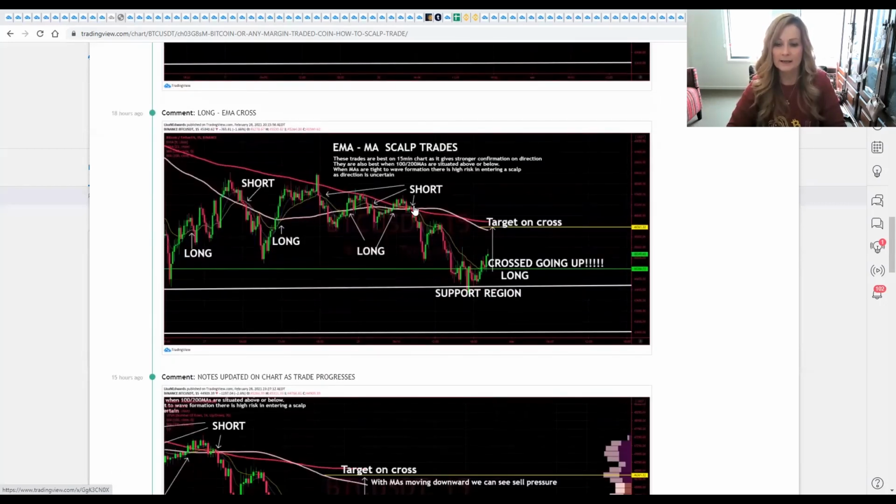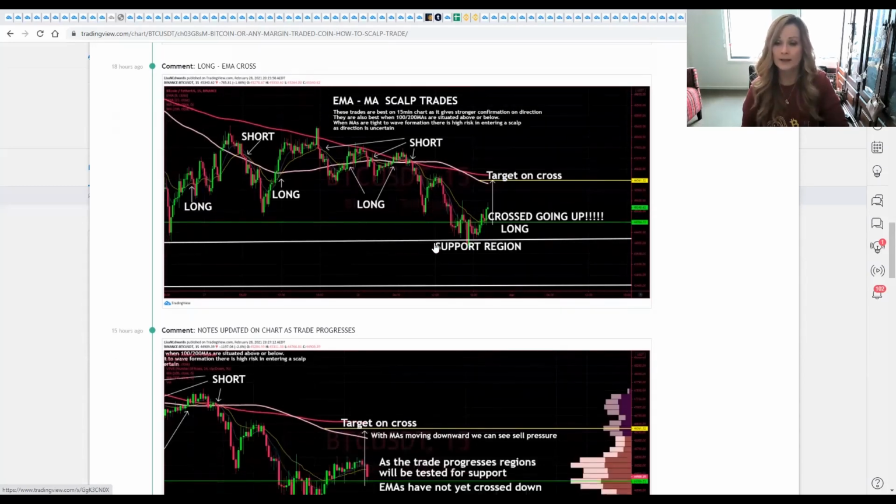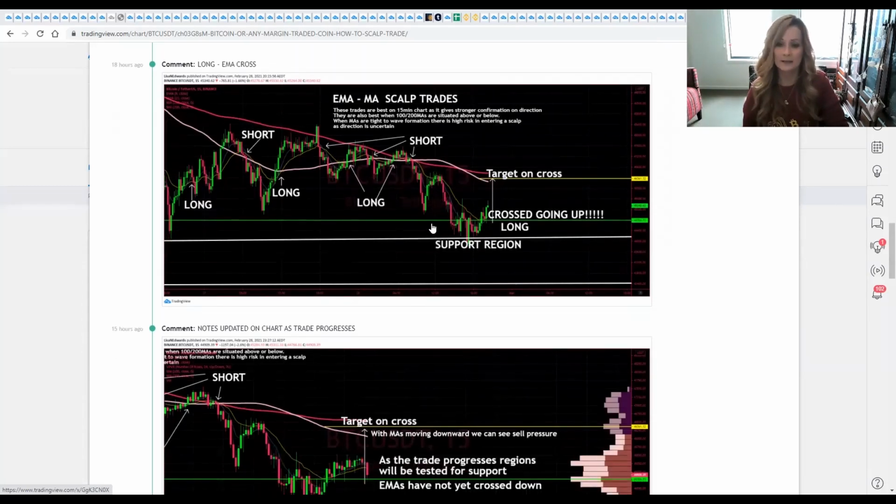But here we've got a clear short signal where the MAs have crossed bearish and the EMAs have crossed bearish. And we can see that there's quite a big dip. We didn't get a bullish cross at this point, so we would continue into this trade for the bearish waves until we came down here.